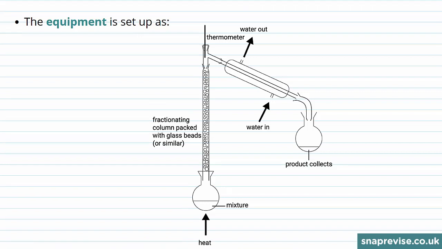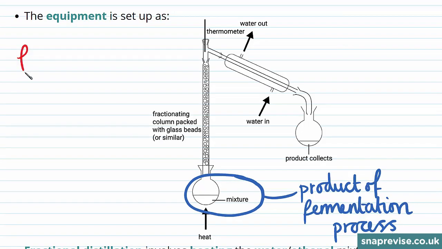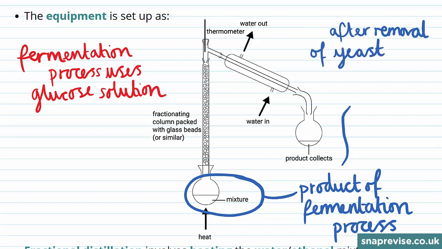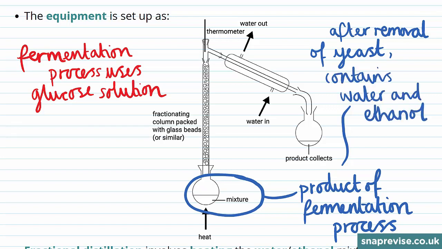In the distillation of dilute ethanol, the mixture, which is the product of the fermentation process, is placed into this flask. The fermentation process uses a solution of glucose, meaning that the product of the fermentation process, after the yeast has been removed, which will sink to the bottom of the reaction container, contains water from the glucose solution and ethanol. Therefore, when we're talking about fractional distillation of the product of the fermentation process, we're effectively thinking about the fractional distillation of a mixture of water and ethanol, where the water is provided from the fact that we use a glucose solution in order to produce the ethanol by fermentation.